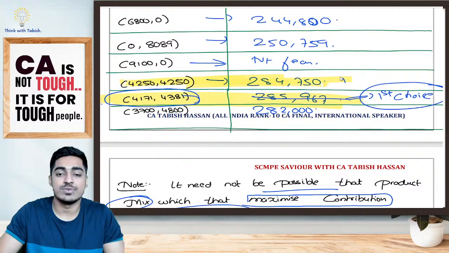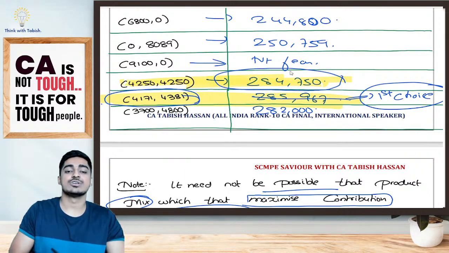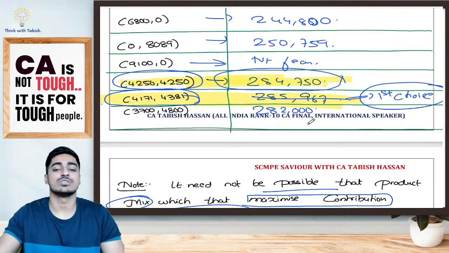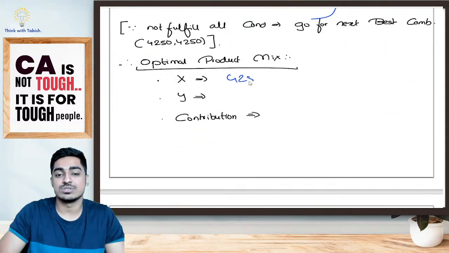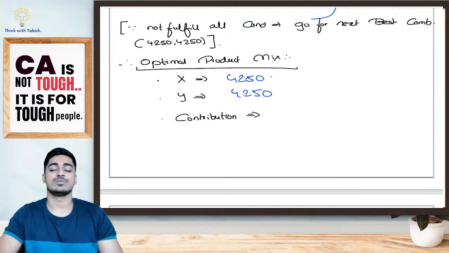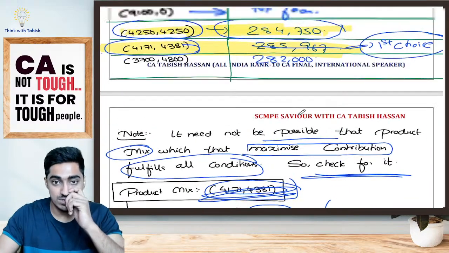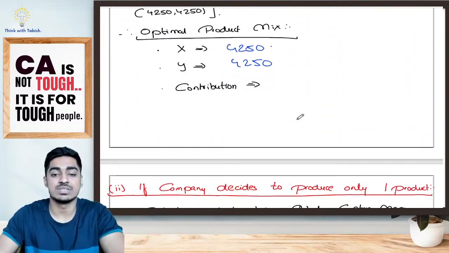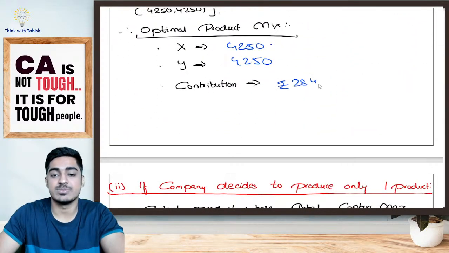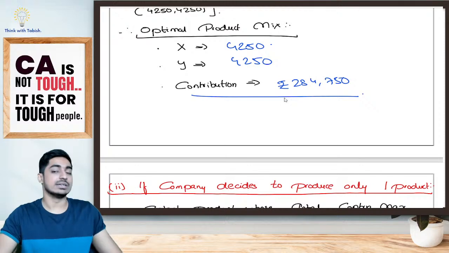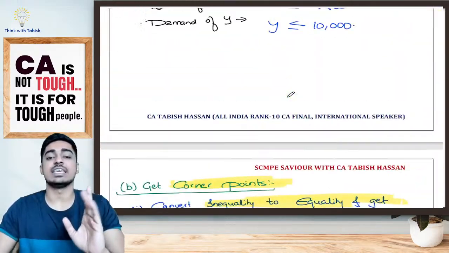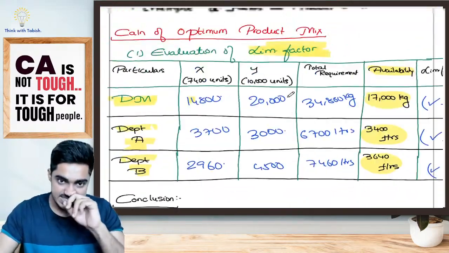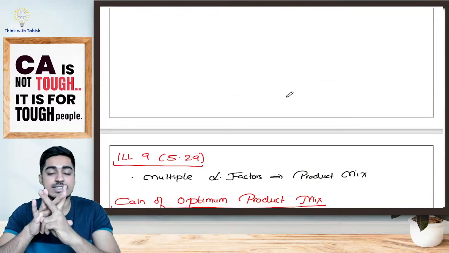So which other product mix do we go for? We go for this option. We will produce 4,250 units of X and 4,250 units of Y. So how much contribution will we be earning? We'll be earning 2,84,750 rupees, the maximum contribution we can earn. This is what this question is all about. Yes, look at this. I will explain it to you one more time. Firstly, if we are solving using LPP, we need to consider the question will have given us 2 units.